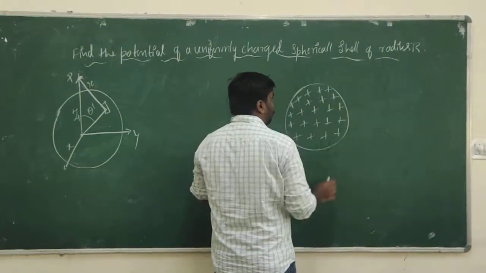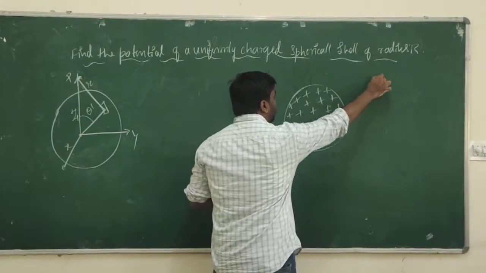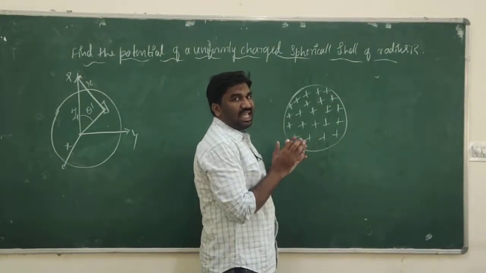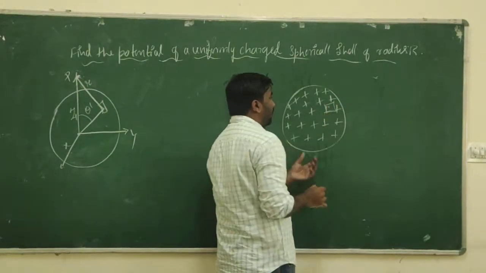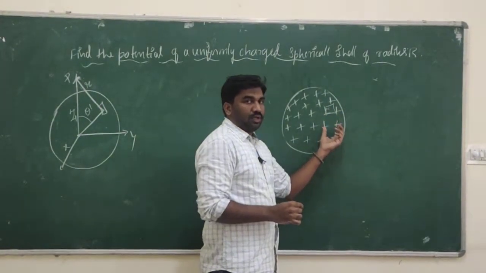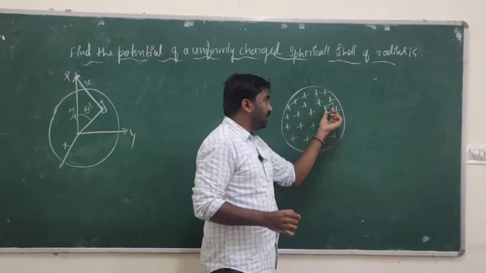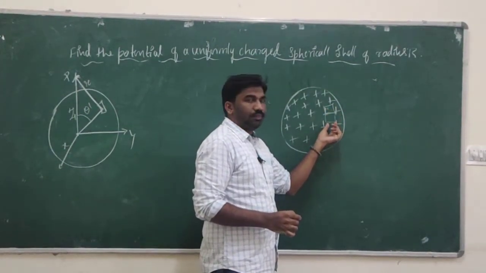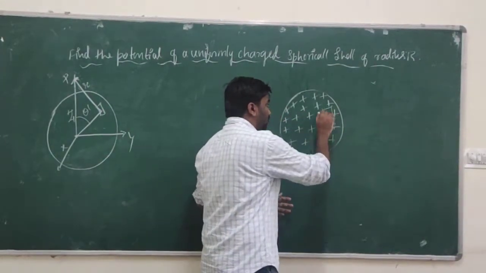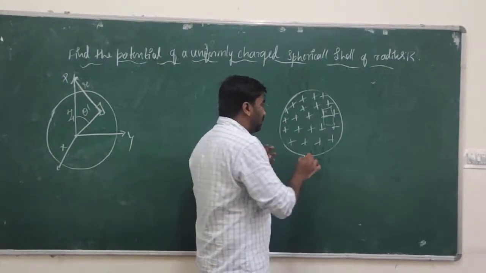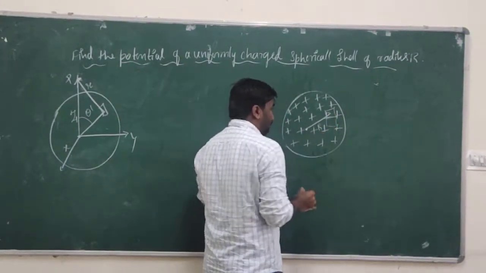To find the potential for this spherical shell inside and outside, first we choose a small area element. This area element will be uniform. If you take another area element like this, the charge present in it is also the same. So like that we choose one area element. The charges are distributed uniformly.